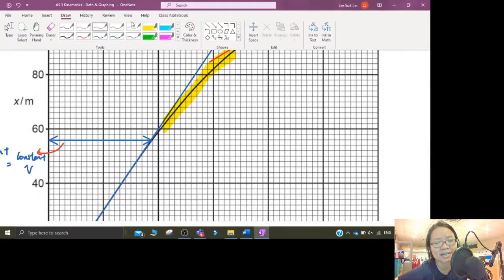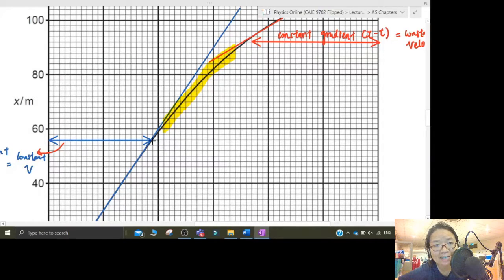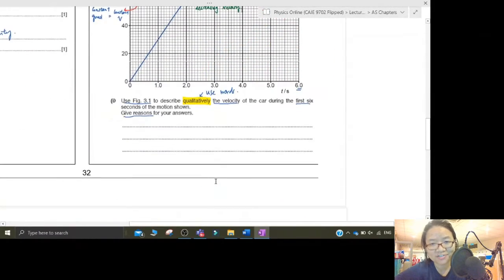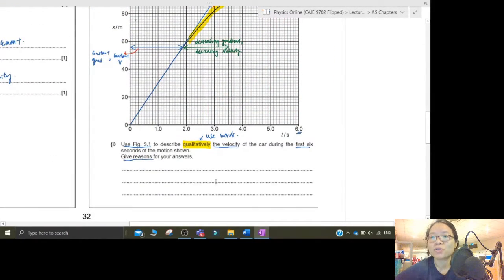This part looks like a curve. Okay, so this part here, I can say that, hey, the curve is getting less and less steep, right? Because it's getting less and less steep, this is a decreasing gradient, meaning this is a decreasing velocity. So this is what I mean by you can find information about velocity from the gradient of this graph. Velocity is the gradient function. Okay, so we continue now.